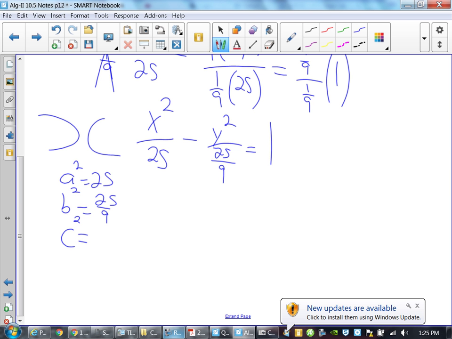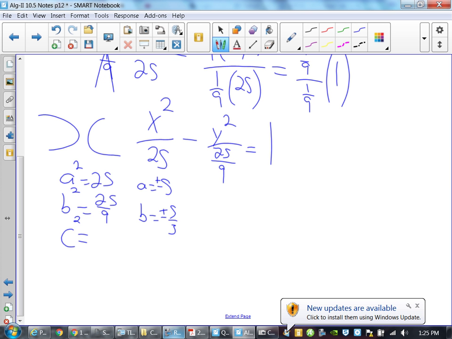So let's see here. A is plus or minus 5. B is plus or minus 5/3. There you go. And it's just a matter of counting. You're centered at the origin, so your ordered pairs aren't going to be all that terrible. What's going to be weird with this one is finding your slopes, and I'll show you that here in a second.